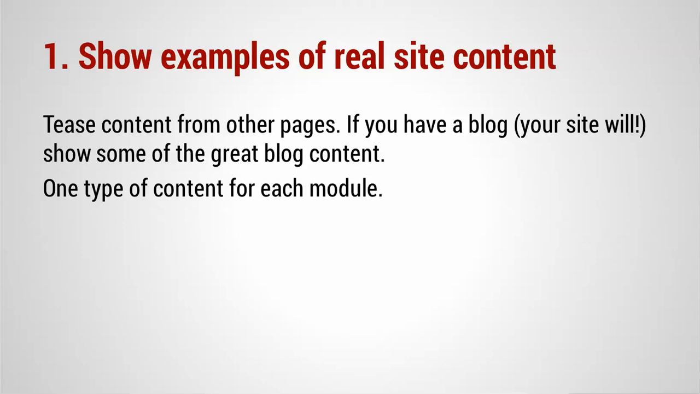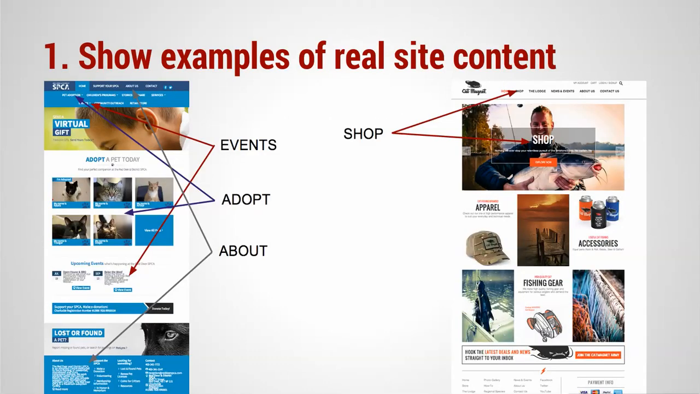One type of content for each module is standard. So think about what modules you want. Maybe you have a teaser for your blog where you show a couple pieces of blog content. Maybe you have another module that shows some of your employees from another page. So let's look at this example. On the left, we have the SPCA. You can see they have a button for events up here in their navigation, but they also put their events on their homepage. They have a button for their pet adoptions at the top, but they also put adoptable animals on their homepage.